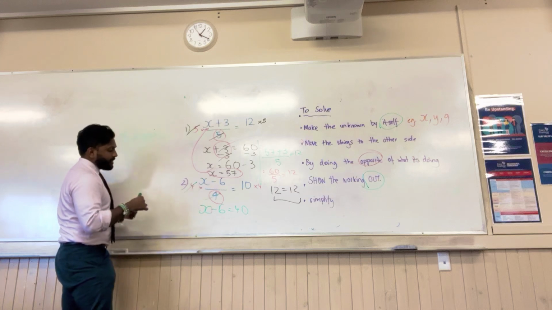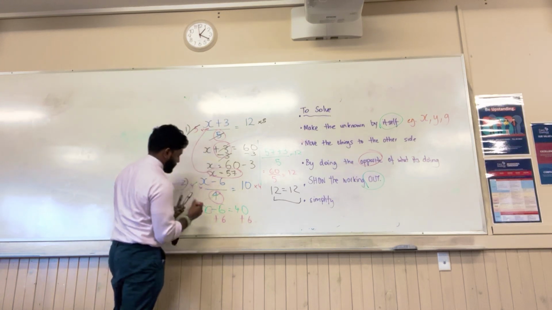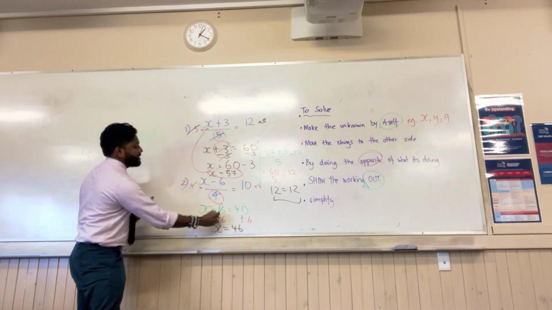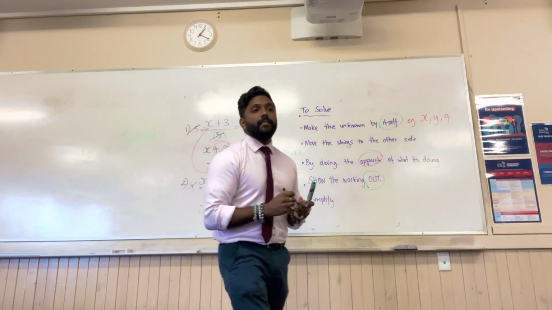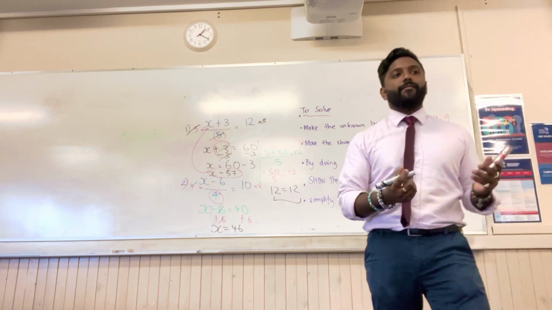How do you find out what x is? What's the opposite of minus 6? Plus 6. What are you left with? X is equal to 46. Okay? That's how you're going to do it. Those are the rules. You make the unknown by itself. That's the whole purpose of this.